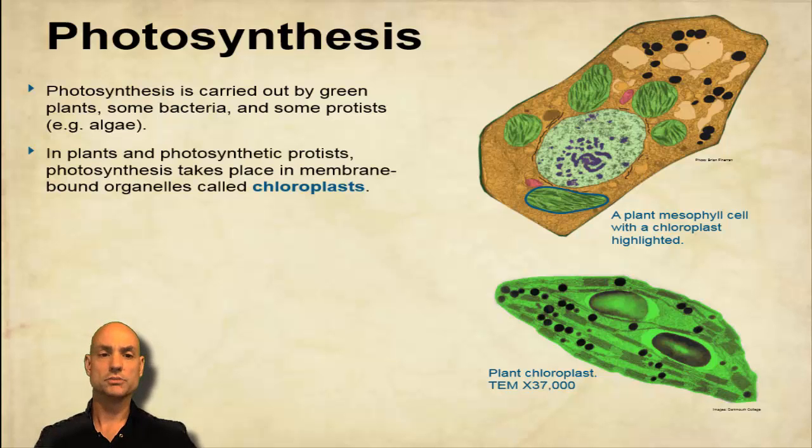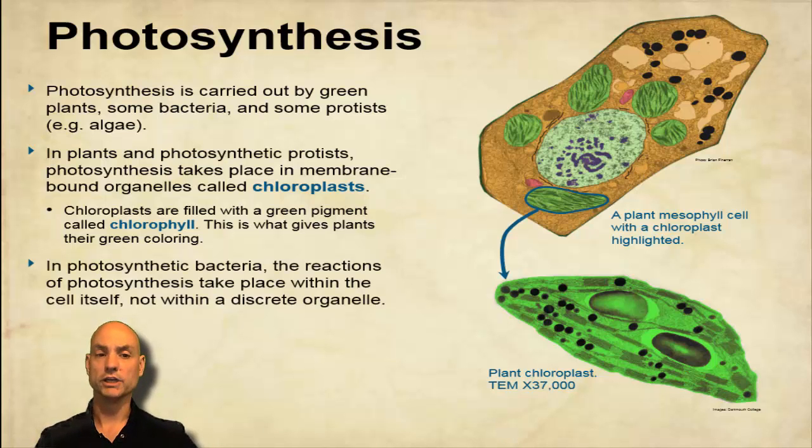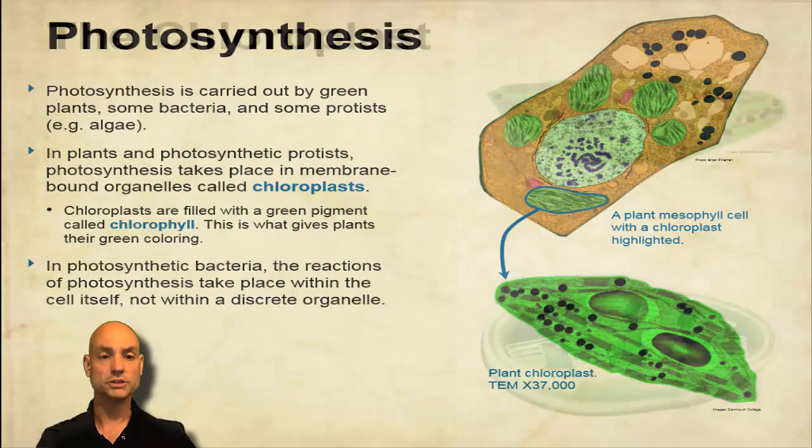In these organisms, photosynthesis takes place usually in a membrane-bound organelle called the chloroplast. Chloroplasts are filled with a green pigment called chlorophyll, and that's what gives plants their green coloring. In photosynthetic bacteria, the reactions of photosynthesis actually take place within the cell itself. They don't have their own organelle for this.